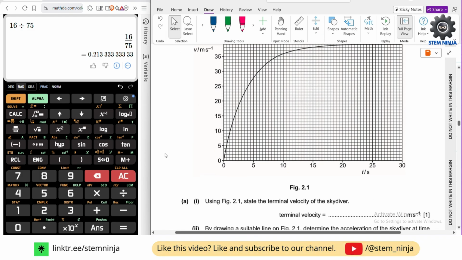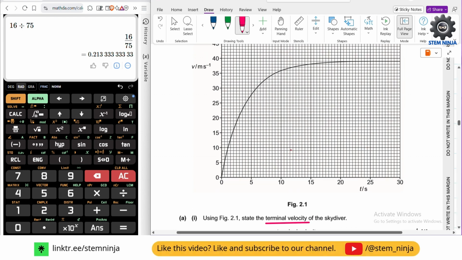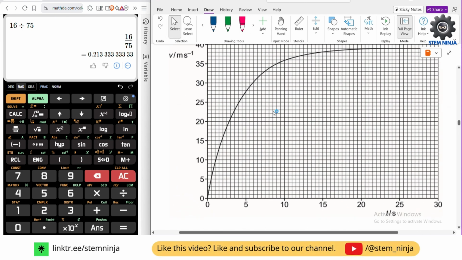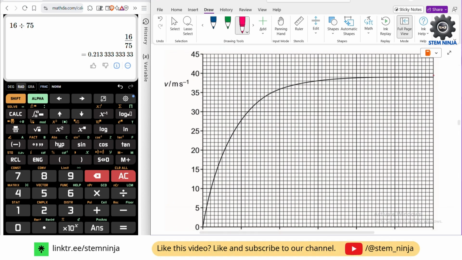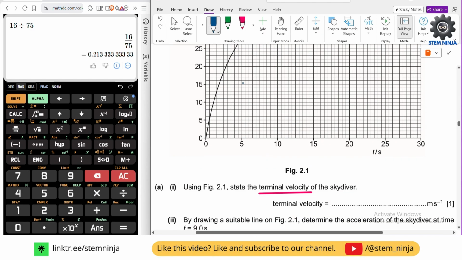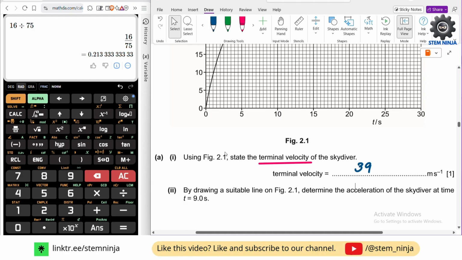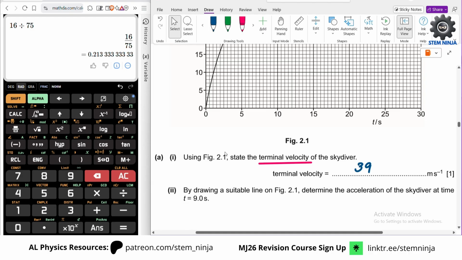Using figure 2.1, state the terminal velocity of the skydiver. Terminal already means the final velocity, that means where it has become constant. So you see, this is 39, so 39 meters per second.